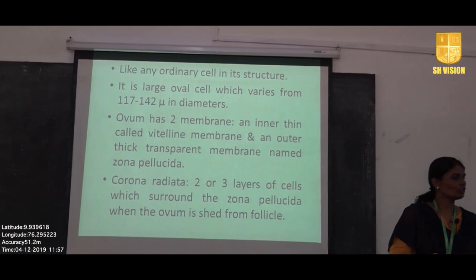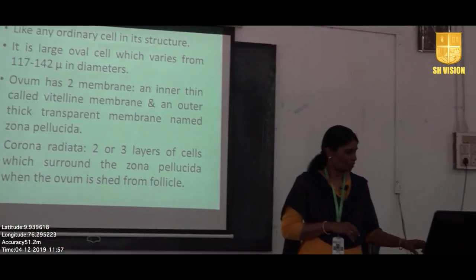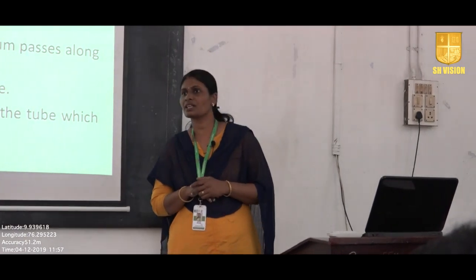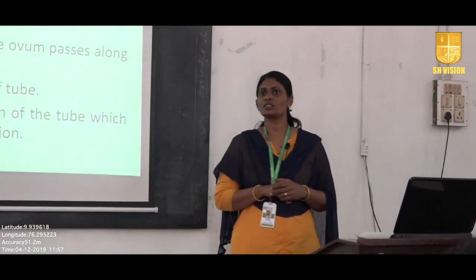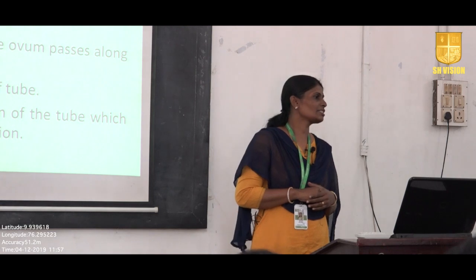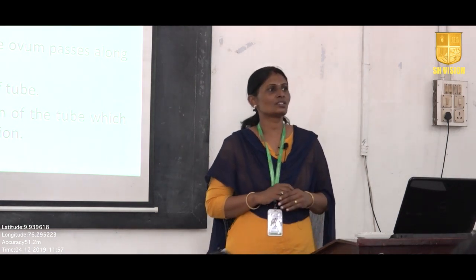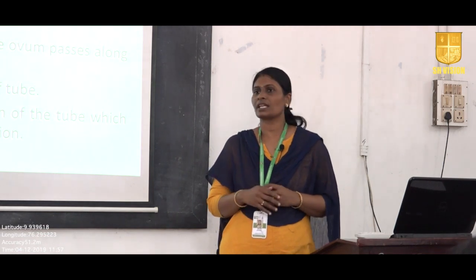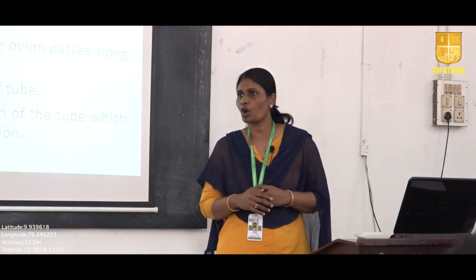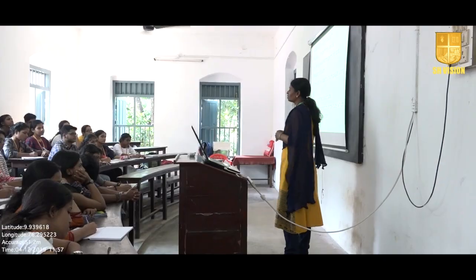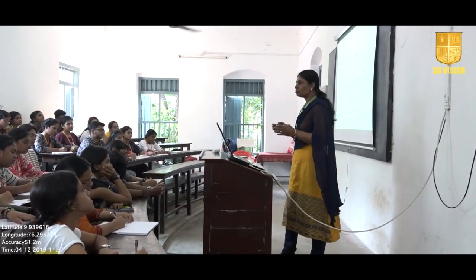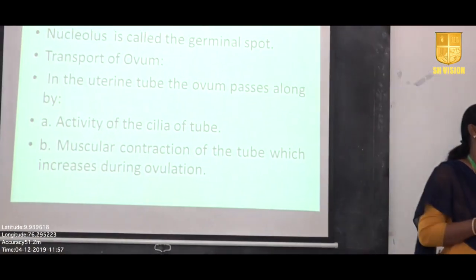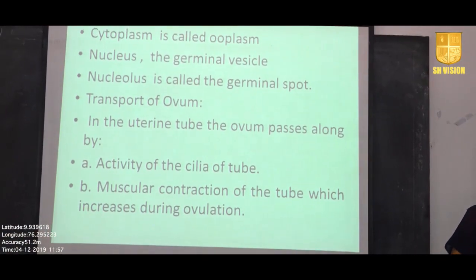Here also you find all these organelles, and the cytoplasm of an ovum is known as ooplasm, whereas the nucleus is known as germinal vesicle, and the nucleolus is known as germinal spot. So there's a bit of change in just the name. The rest of the structure, the organelles, are all the same.